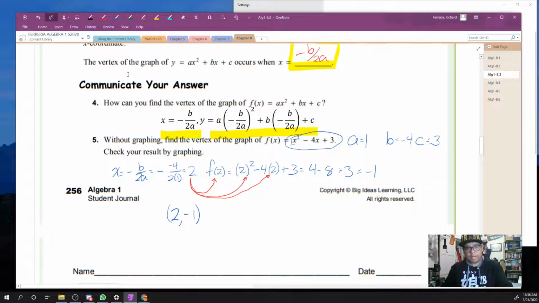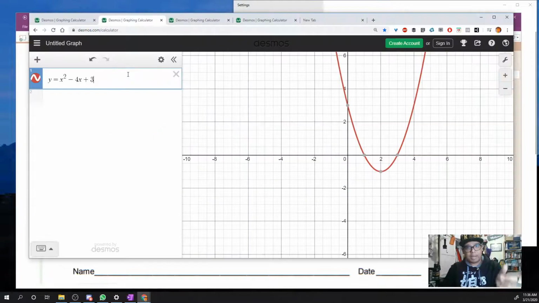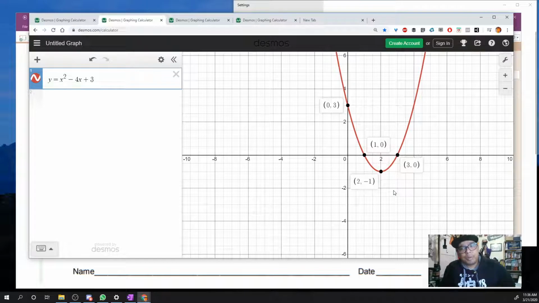Okay, hopefully you had enough time to pause it there. And here is a Desmos. Look at that. Let's figure out our coordinate. Actually, let's just go all the way around. There's the y-intercept at 0, 3. Here's the roots, 1, 0 and 3, 0. We don't have a way of getting those yet. And then here is our vertex, 2, negative 1, just like we predicted.